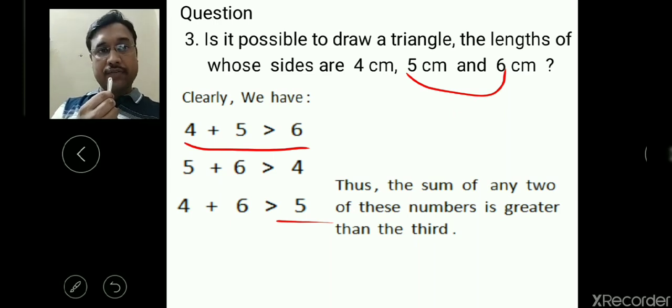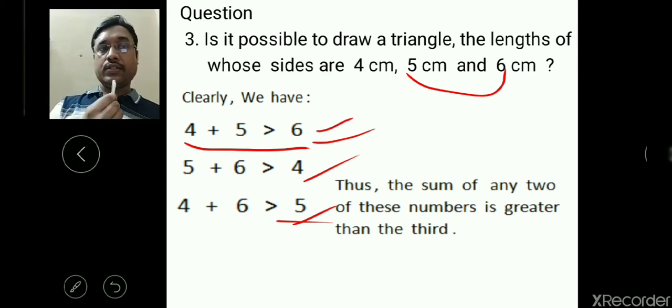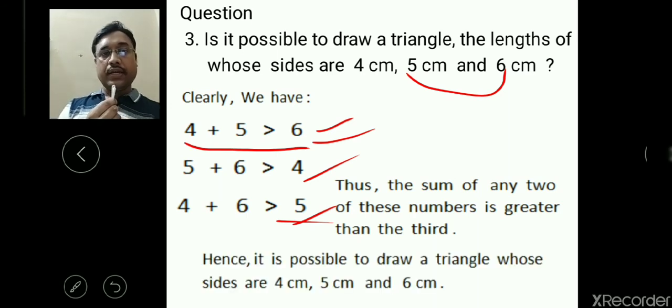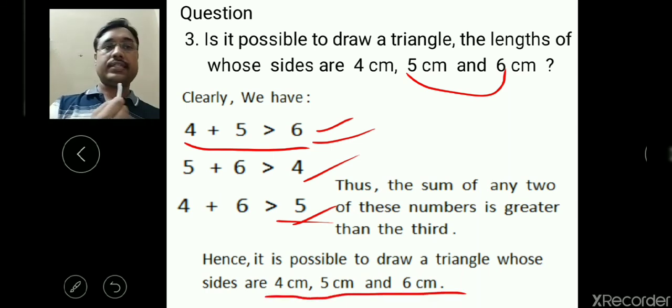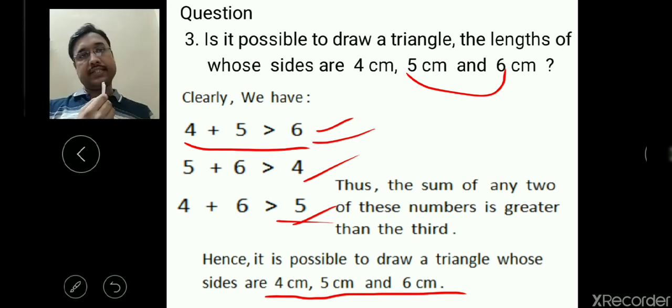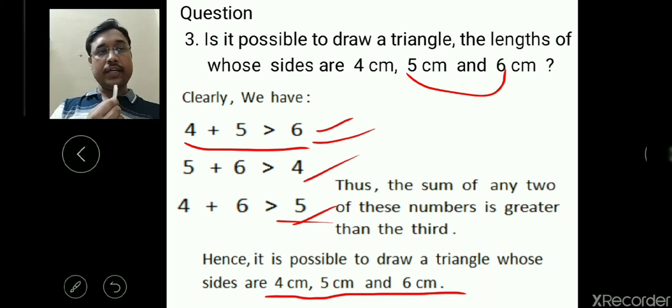Here, yes, we have got the result in all three cases. Sum of any two numbers is greater than the third number. Then we can say, hence, it is possible to draw a triangle whose sides are 4, 5 and 6 centimeters, because the sum of any two numbers is greater than the third number. I hope it is clear.